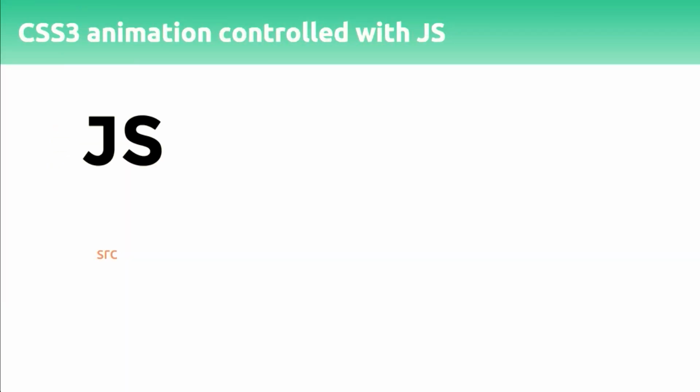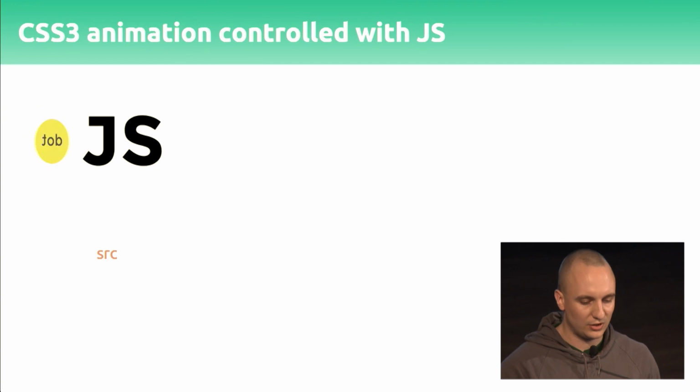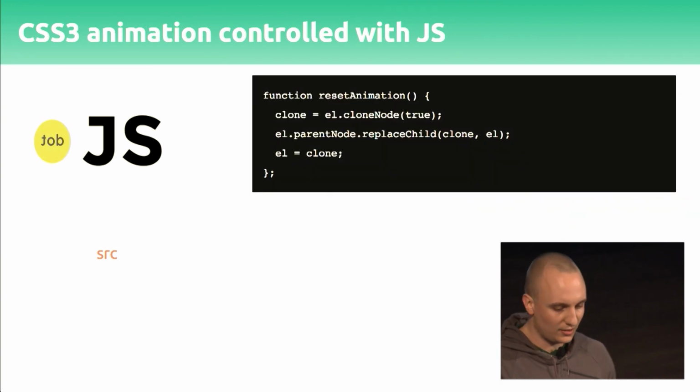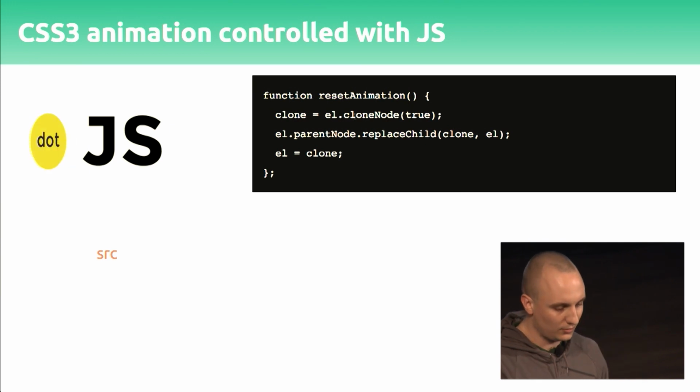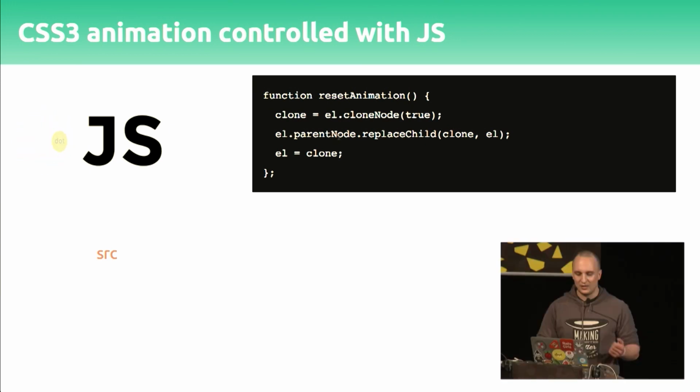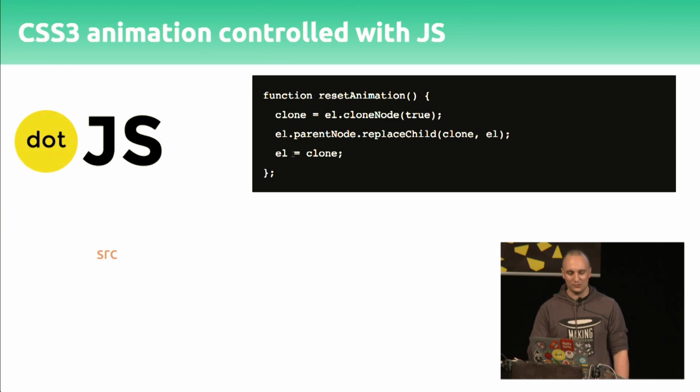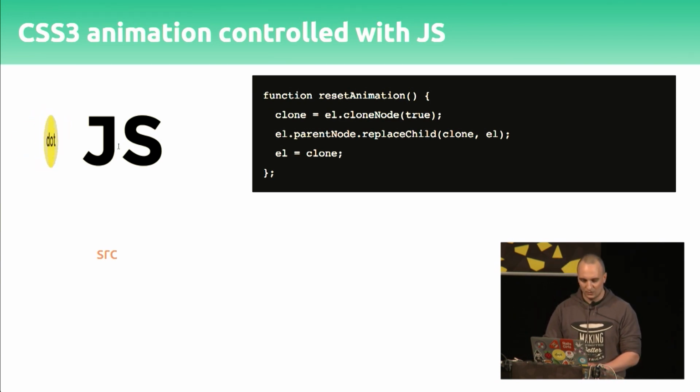And if you want to control these animations with HTML or CSS, it's not possible. Therefore, I created a JS function, which is called reset animation. And it just clones the heading element, replaces the element with its clone, and saves a reference for later use. And if I click on the logo, you can see that the animation is reset every time, because I removed the element from the DOM and re-added it again.